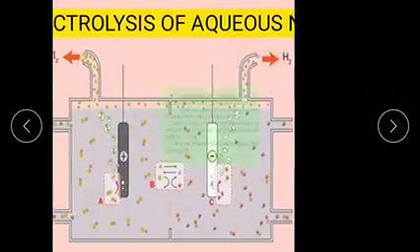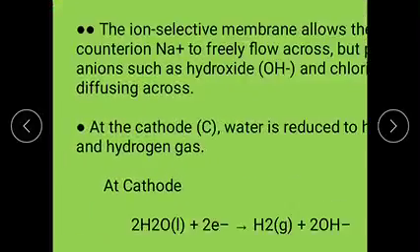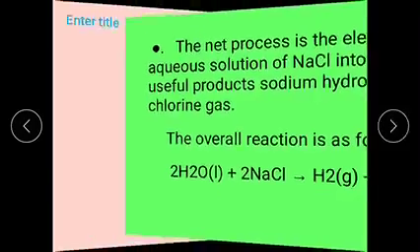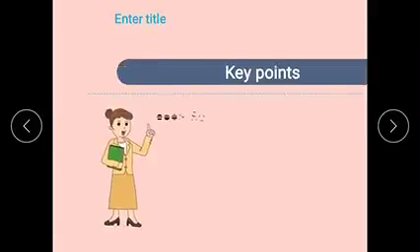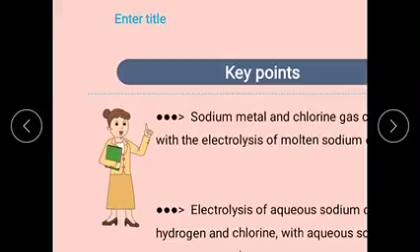Simply, we can observe in this electrolysis concept, in the case of electrolysis of molten NaCl, sodium and chlorine gases are formed. In the case of aqueous sodium chloride, it forms hydrogen and chlorine gas at the electrodes.